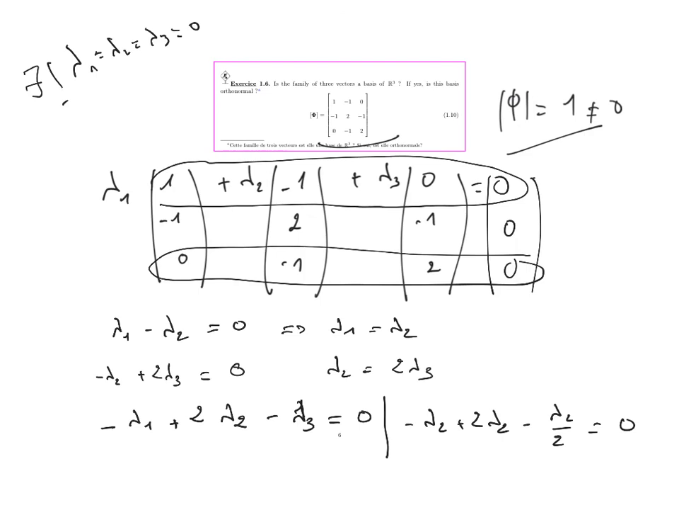And then we have 2 lambda 2 minus lambda 2, this is 1 lambda 2, minus lambda 2 over 2, this is lambda 2 over 2 equal to 0. This means that in fact lambda 2 is equal to 0, lambda 1 equal to 0, and lambda 3 equal to 0. So if we consider the combination of the three vectors with some weights and this combination is 0, automatically we know that lambda 1, lambda 2, lambda 3 are 0. So this matrix constitutes a basis of R3.